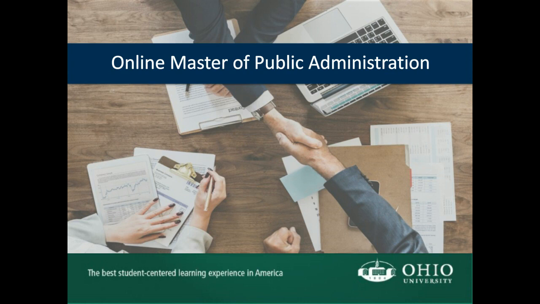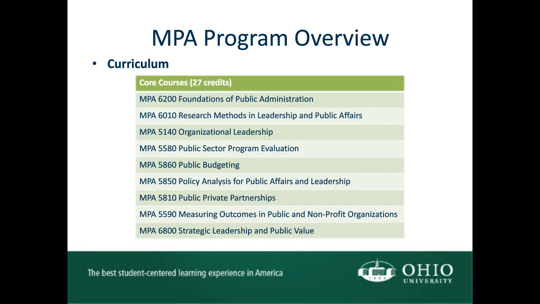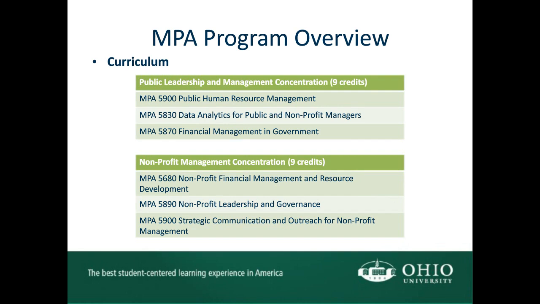So here's a quick program overview so that you can see. On our MPA, there are 12 classes total, 9 of which are in the core. You'll see these listed here. And then the other 3 are each in our specializations. We have at the moment 2 specializations, Public Leadership and Management concentration and the Nonprofit Management concentration. We are currently in process and aiming for a state and local government specialization to hopefully start in fall 2019. More on that to come at a future date.